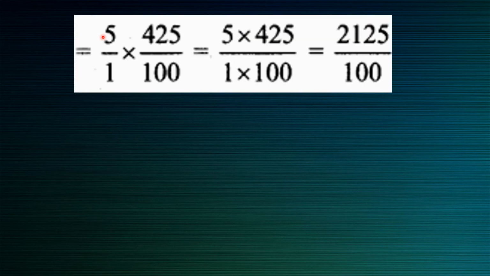So first we will convert decimal numbers into common fractions and then we will solve that. So for multiplication, 5 upon 1 multiplied by 425 upon 100. So that is equal to 5 multiplied by 425 upon 1 multiplied by 100. So 5 multiplied by 425 is equal to 2125 upon 100. Now this common fraction we will write in decimal fraction. So here you can see two zeros are there in the denominator. So in the numerator, after 2 digits from the right hand side we will put our decimal point. So your answer will be 21.25 meters.